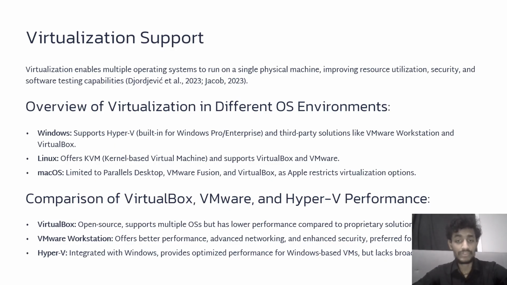Comparison of VirtualBox, VMware, and Hyper-V performance. VirtualBox is open source and supports multiple operating systems, but has lower performance compared to proprietary solutions. VMware Workstation offers better performance, advanced networking, and enhanced security. And Hyper-V, integrated with Windows, provides optimized performance for Windows-based VMs.